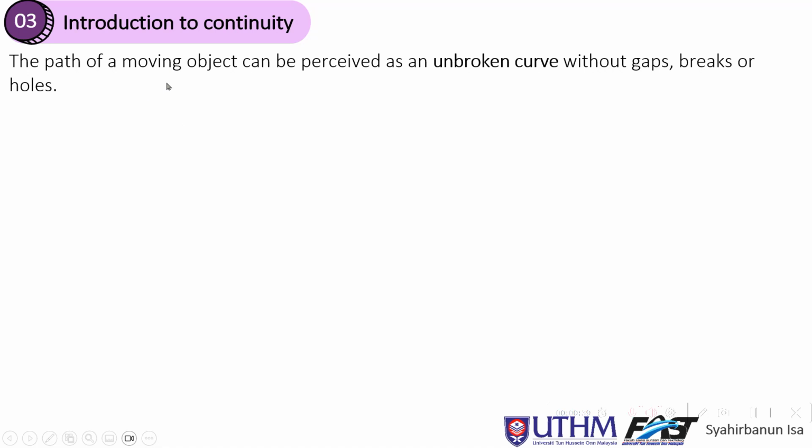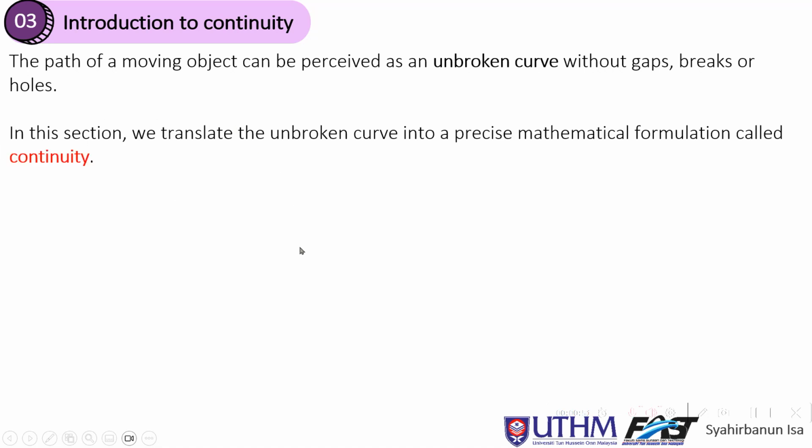The path of a moving object can be perceived as an unbroken curve without gaps, breaks, or holes. In this section on continuity, we translate the unbroken curve into a precise mathematical formulation called continuity. That is the informal introduction to continuity.